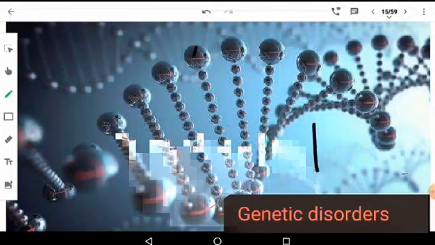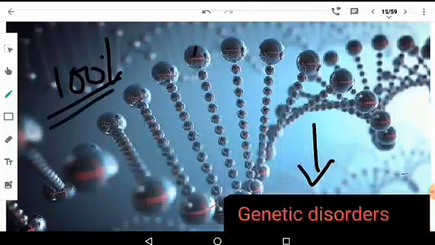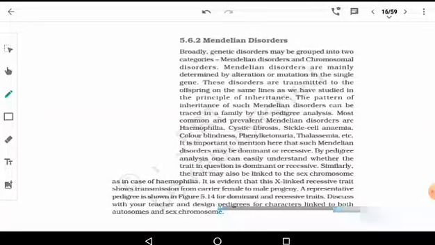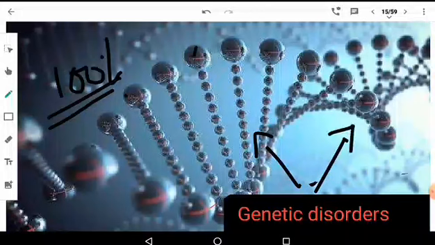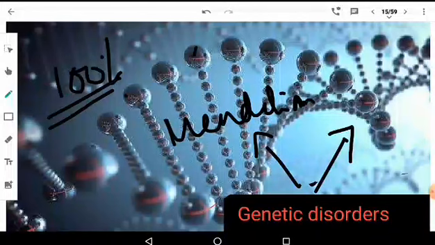Let's continue. Next, we're going to discuss a very important topic from which a 100% guaranteed question will come for the NEET examination. That is genetic disorders. So let's get started with the topic Mendelian disorders. Genetic disorders are divided into two classes. Let me do the classification here. One is known as Mendelian disorders and another is known as chromosomal disorders.